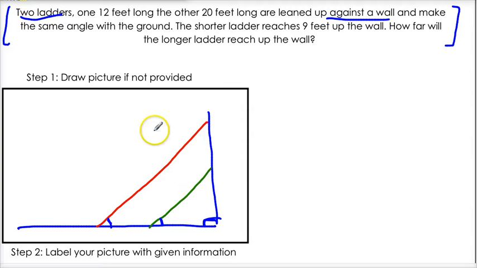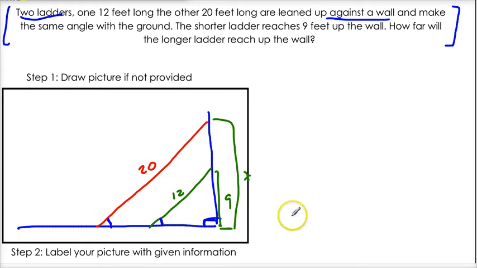Now, let's set up what we know. We know one is 12 feet long and one's 20 feet long. So our shorter one is 12 feet long and our longer one is 20 feet long. The shorter ladder is reaching 9 feet up the wall. So this shorter ladder right here is going 9 feet up the wall. What we want to know is how far up the wall this guy is going. All right? Well, this looks pretty straightforward to me.